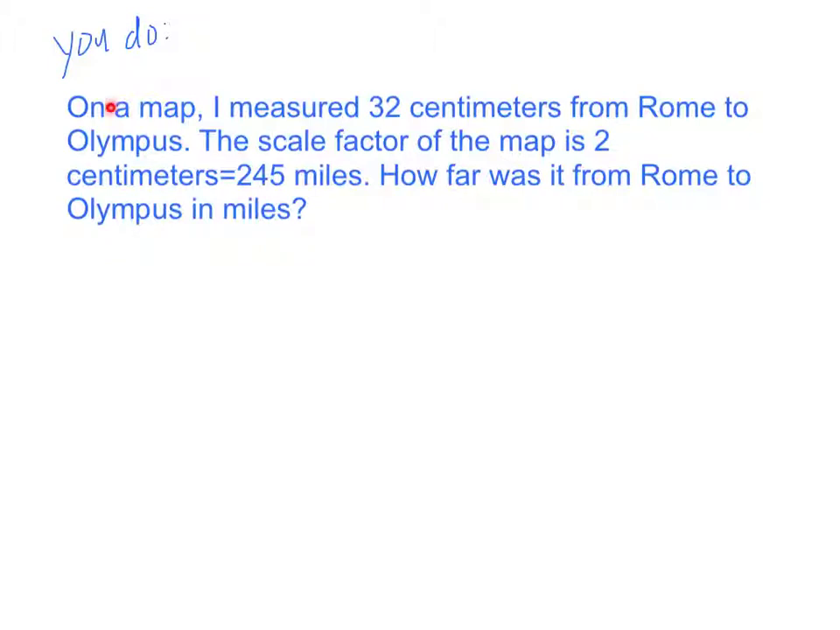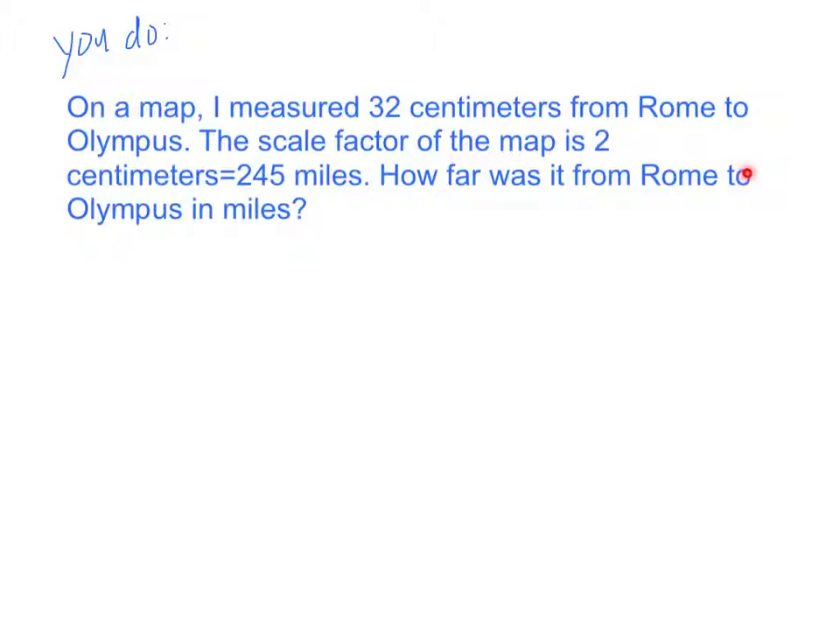So it says, on a map, I measured 32 centimeters from Rome to Olympus. The scale factor of the map is 2 centimeters equals 245 miles. How far was it from Rome to Olympus in miles? Do your best to get that set up and push play once you have it set up and check it before you do the rest of the math.